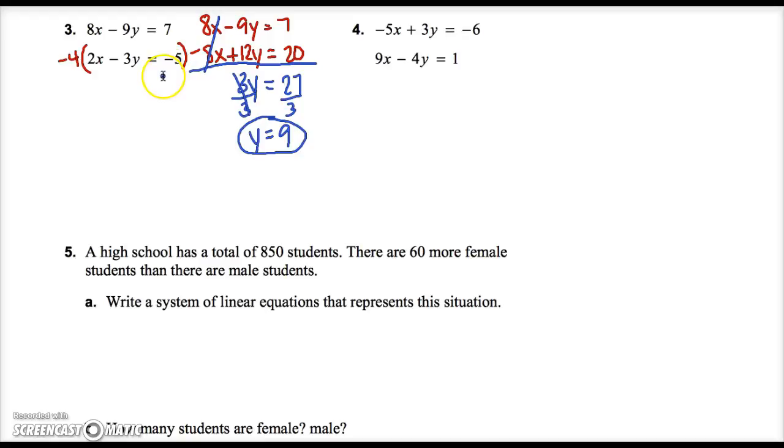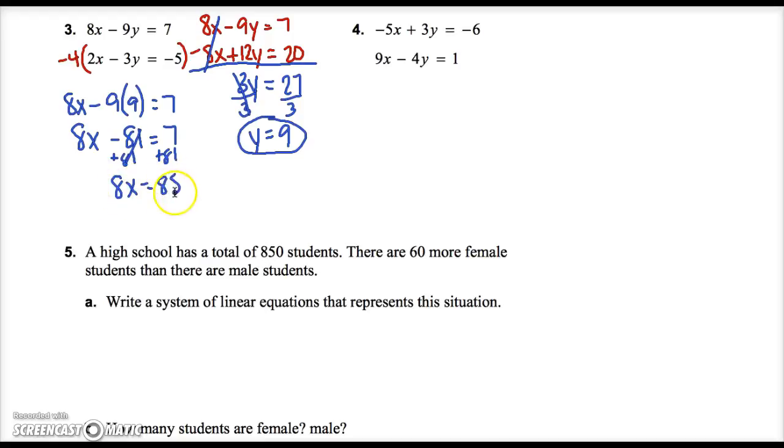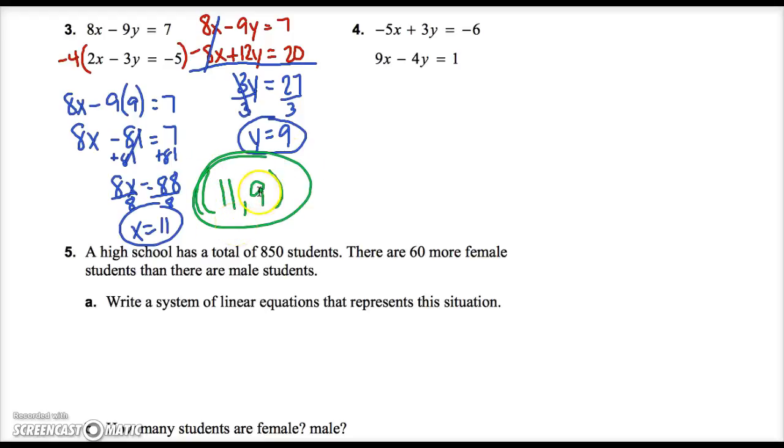And again, it doesn't matter which equation you plug it into. You'll get the same answer either way. So let's say we put it into the top. We have 8x minus 9y, but instead of the y, I'm going to put 9, equals 7. This becomes 8x minus 81 equals 7. We need to add 81 to each side. You get 8x equals 88, and then divide by 8, so x equals 11. So whenever you go to write your ordered pair, we will have 11, 9. And there's your answer.